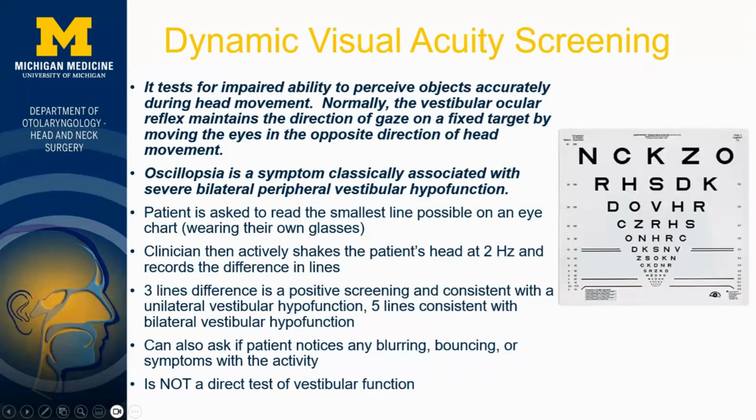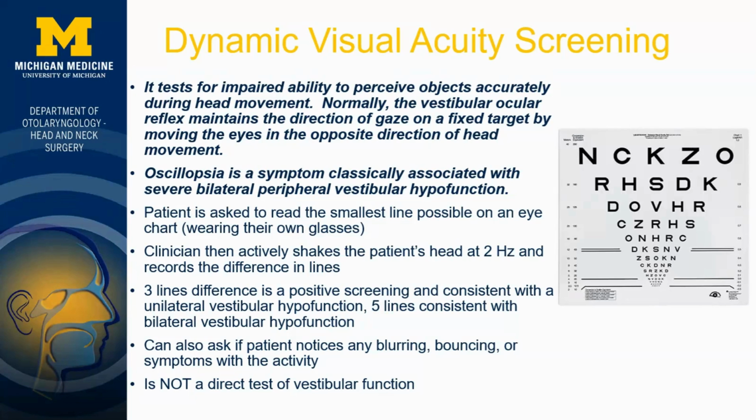Then I move on to a couple other smaller tests. So we can talk dynamic visual acuity screening, so DVA. DVA is a test for impaired ability to perceive objects accurately during head movement. So normally the VOR maintains the direction of gaze on a fixed target by moving the eyes in the opposite direction of head movement. Oscillopsia is a symptom classically associated with severe bilateral peripheral vestibular hypofunction.